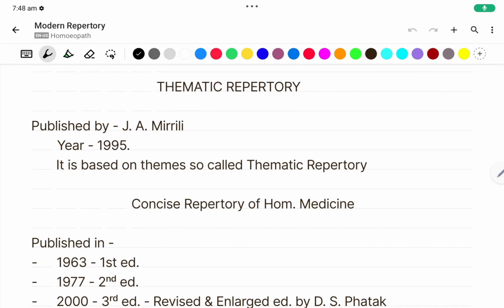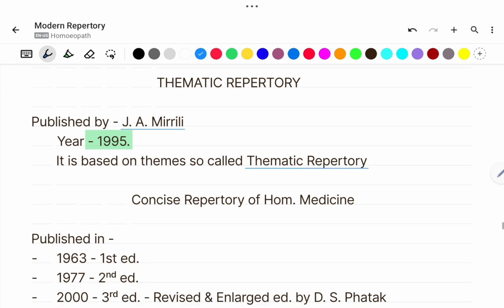Hello everyone. Today we will study about thematic repertory. It was published by Dr. J. A. Mirili in the year 1995. It was based on different themes, so it is called thematic repertory.